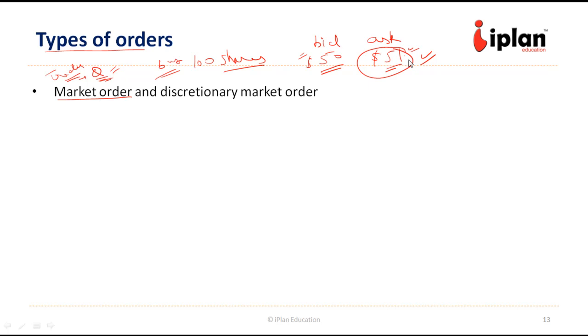Suppose at $51 there are 50 shares available, and at $52 another 50 shares are available. Then the market order will take 50 shares at $51 and 50 shares at $52. So the market price is not fixed but determined by the market. Another variation of the market order could be a discretionary market order, where there could be a certain amount of delay which the trader wants in the market.